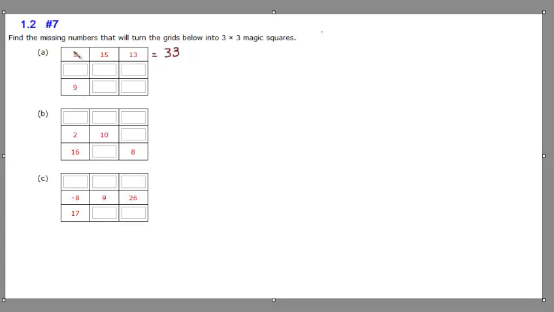Now I know that this way, up and down, should also equal 33, so I know that 9 and 5 are 14, so let's just do 33 minus 14, and when I do that, I would then get 19. So a 19 belongs in here.